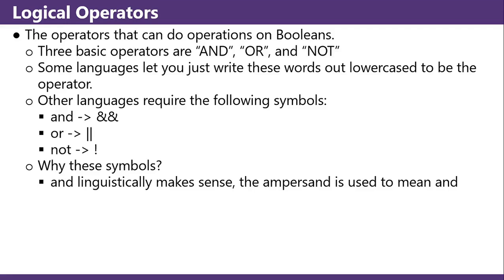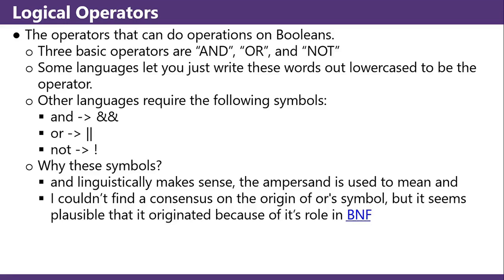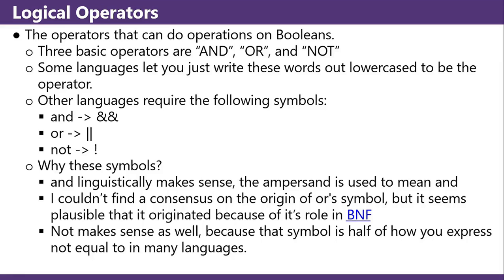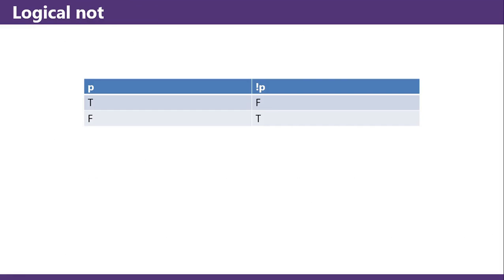Why these symbols? And linguistically makes sense. The ampersand is used to mean and. I couldn't find a consensus on the origin of or's symbol, but it seems plausible that it originated because of its role in BNF. I have BNF's Wikipedia page linked in the description, but exactly what it is or why it's important isn't important in this video. Not makes sense as well because that symbol is half of how you express not equal to in many languages.